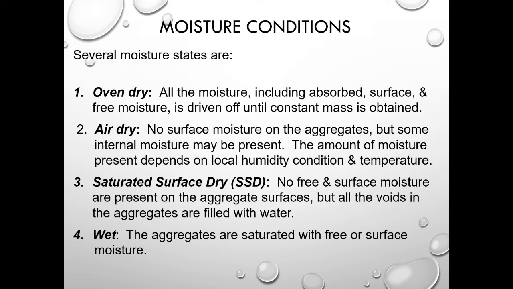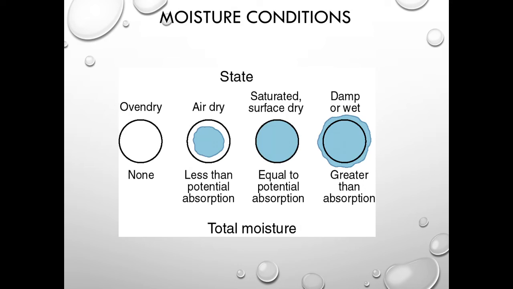The absorption characteristics of the aggregates will influence the amount of water that must be added to the mix, and that amount of water is required to hydrate with the cement. We can now summarize the total moisture content of the aggregates in the various states. If you have oven dry, there's no moisture. Total moisture content is 0. Air dry, moisture content is less than the potential for absorption. In the saturated surface dry state, the total moisture is equal to the potential absorption. And in the damp or wet state, we now have water content that's greater than the amount that can be absorbed.